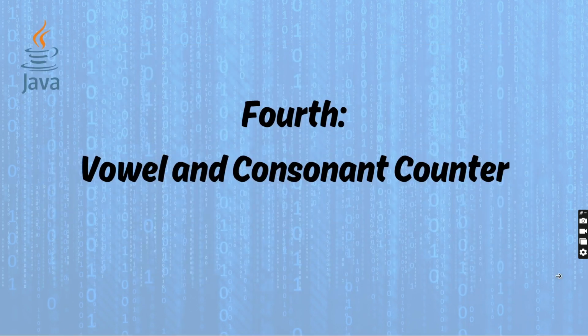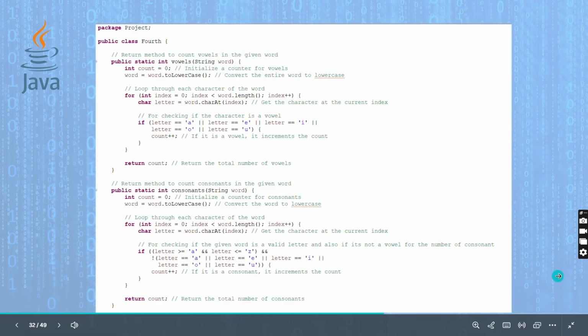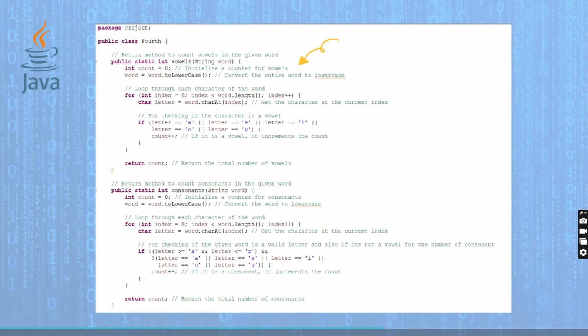This is my fourth Java program, which is all about vowel and consonant counter. First, we have a return method for the vowels. Inside this method, the given word is converted to lowercase to ensure case consistency. Then, we loop through each character to check if it is a vowel. Each time the program finds a vowel, it increments the vowel counter.